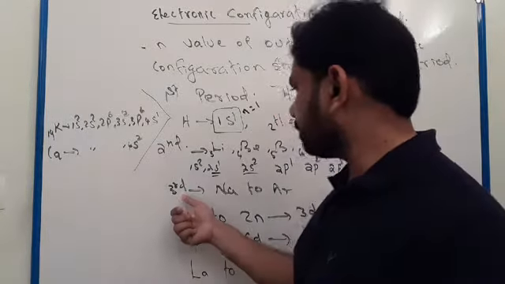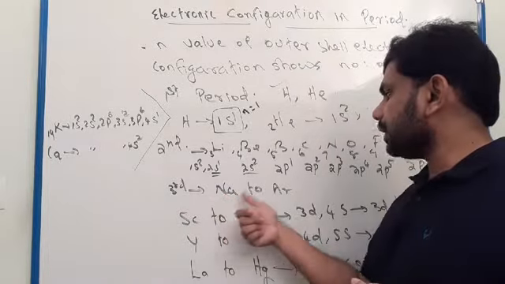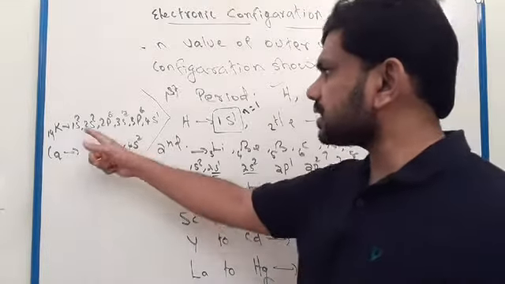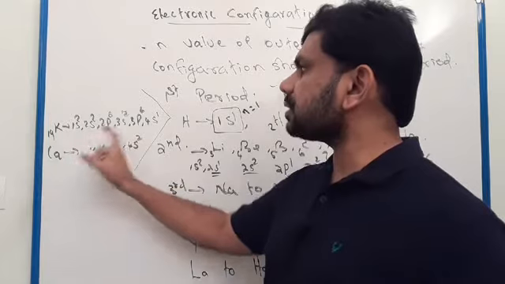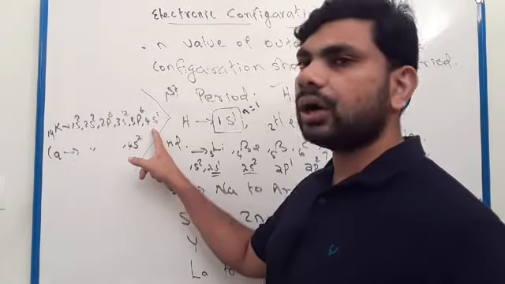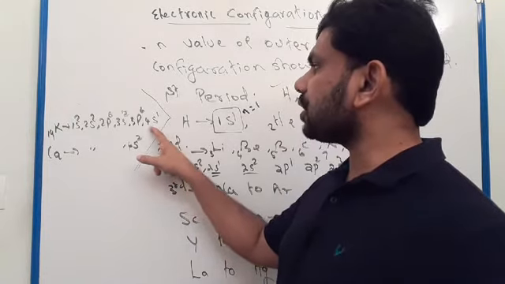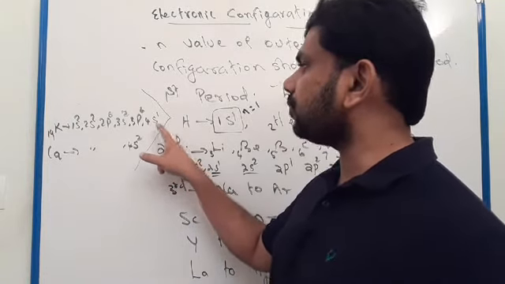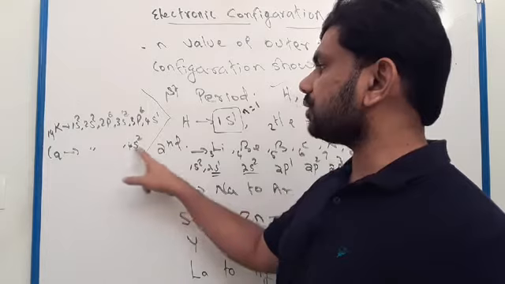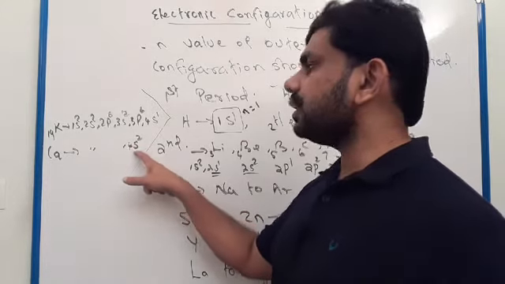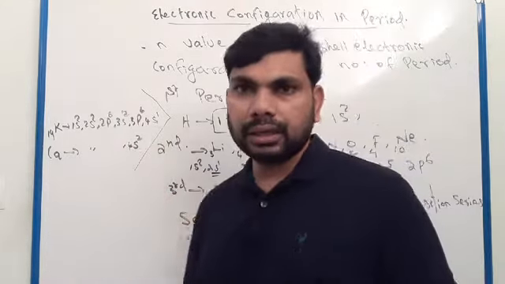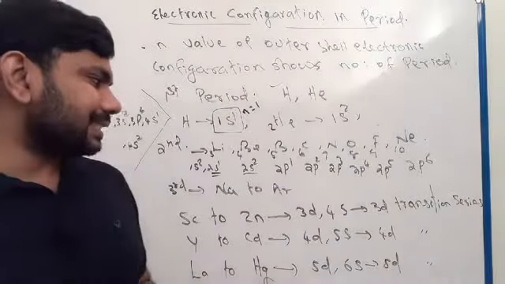So the third period is sodium to argon, and the elements potassium and calcium come in the fourth period. That's why potassium has outer shell configuration 4s1 and calcium 4s2, and both are in the fourth period. Clear.